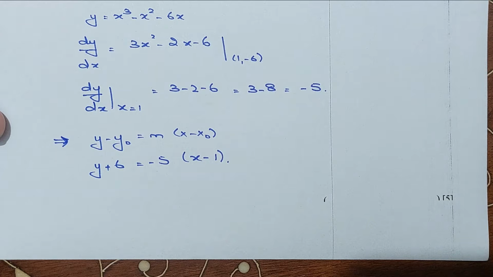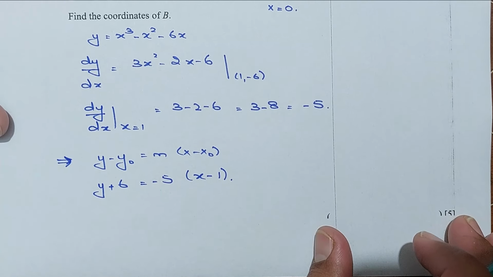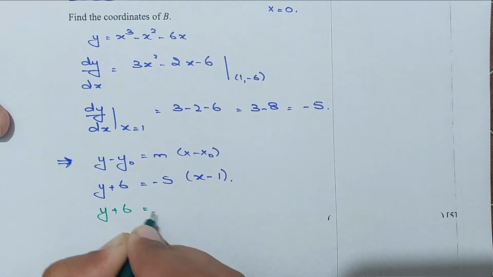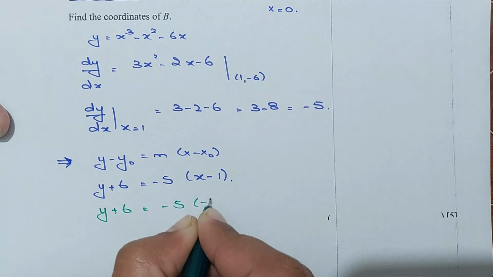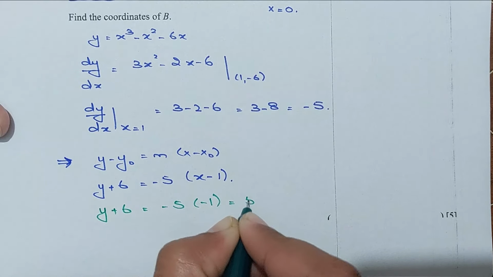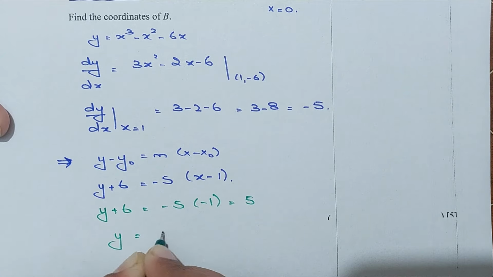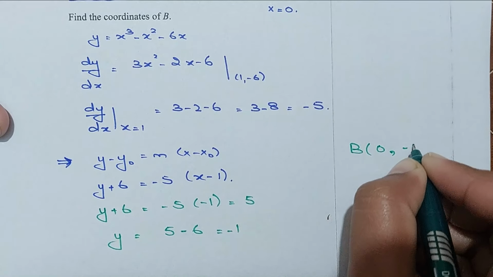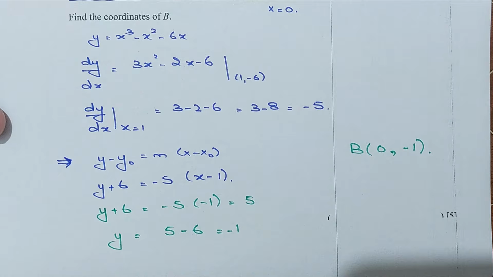It meets the y-axis. So y plus 6 equals minus 5 times minus 1, which equals 5. So y equals 5 minus 6, which equals negative 1. So we can say the coordinates of B: the x component is 0 and the y component is negative 1. So that was the last question of our paper.